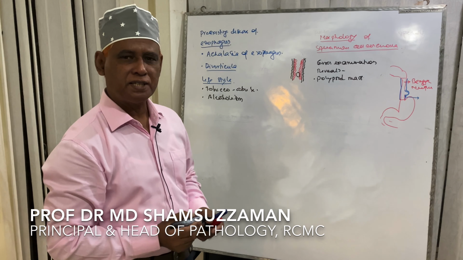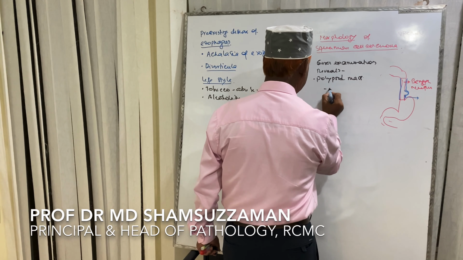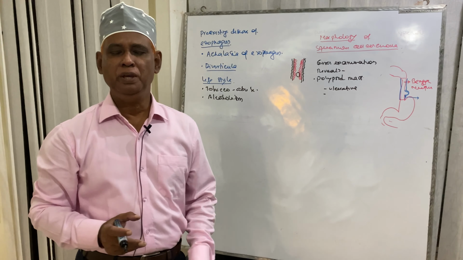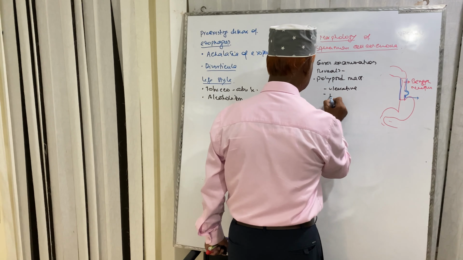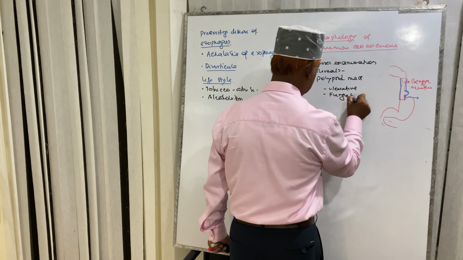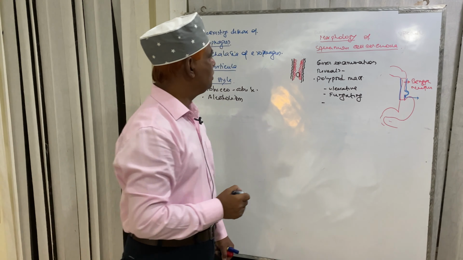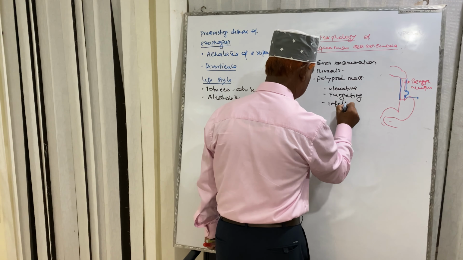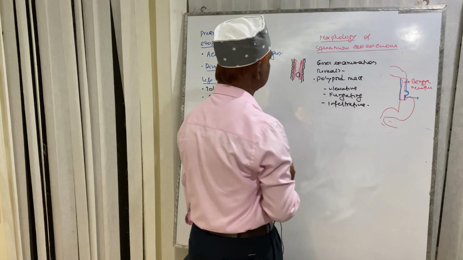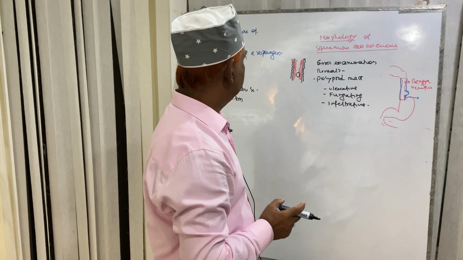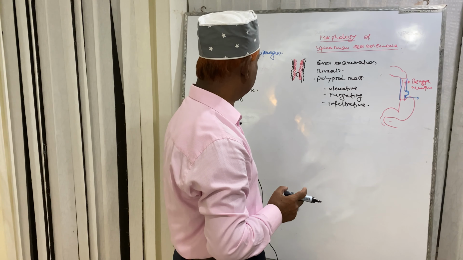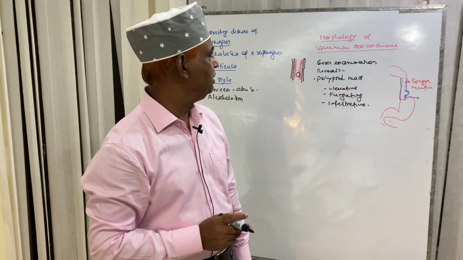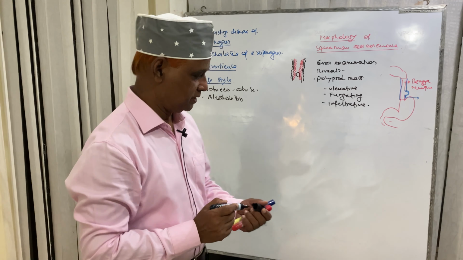This polypoid mass may be ulcerated. This polypoid mass may be fungating. Or this polypoid mass may be infiltrative. So on gross examination, the mass is polypoid, the surface may be ulcerative or fungating, or the mass may infiltrate in the tissue. This is the gross examination of squamous cell carcinoma of the esophagus.